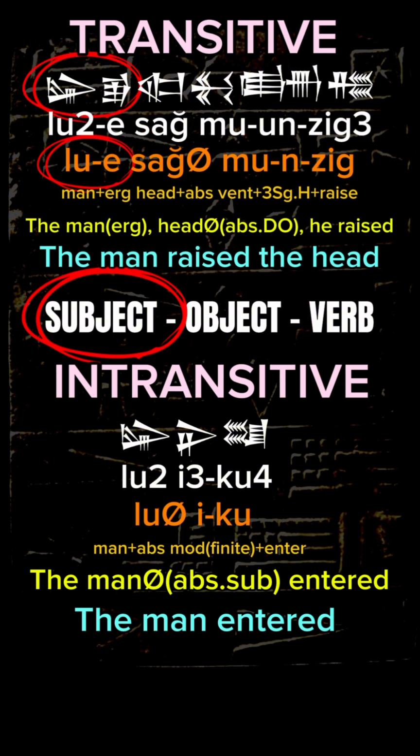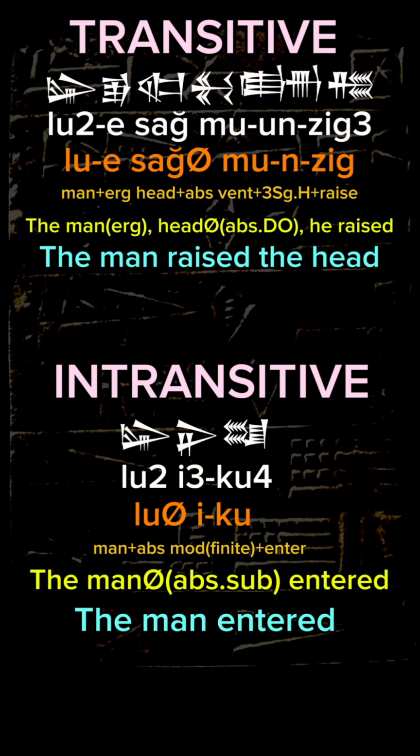So at this point, we know that the man is doing something to the head, because the object is the receiver of the action, the receiver of the verb. And the verb is saying he raised. I'm not going to go into this too much because I don't want to overload the information, but this is the ventive, this is the third singular, and this is the verbal root meaning to raise, and altogether it's saying he raised. So it's the man raised the head.